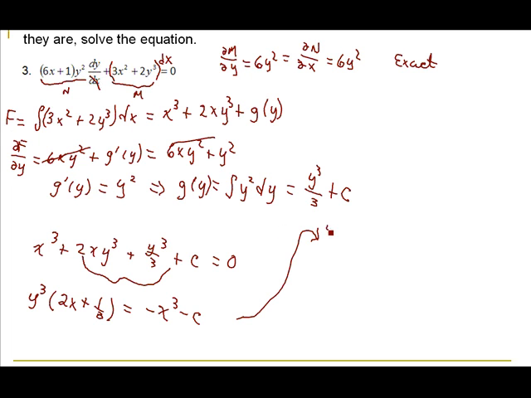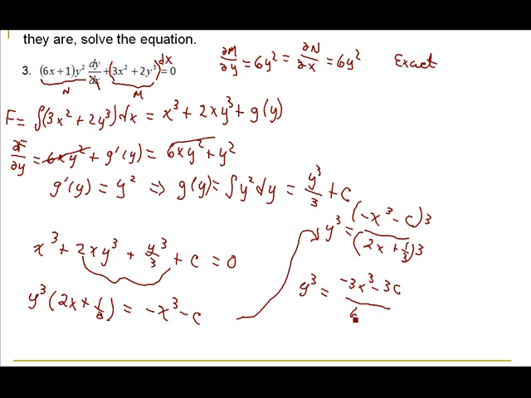it's going to give me y³ equals negative x³ minus c over 2x + 1/3. And you'd want to get rid of that complex fraction. You can get rid of the complex fraction by multiplying by 3 over 3. And I think I'll leave this as y³, rather than taking the cube root of both sides. Multiplying by 3 over 3, we get negative 3x³ minus 3c all over 6x + 1. And there's our answer.